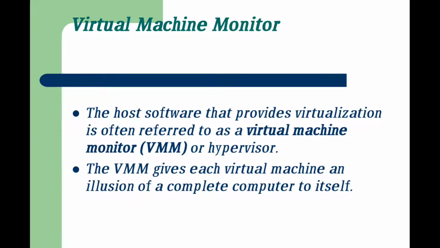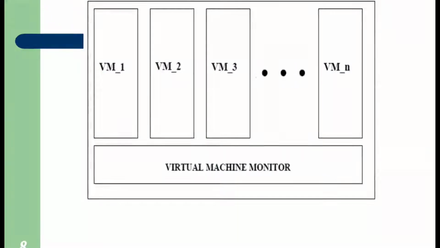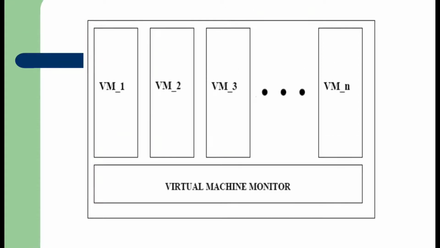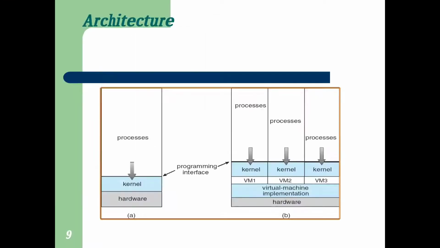The host software that provides virtualization is often referred to as virtual machine monitor or hypervisor, both are same. The VMM gives each virtual machine an illusion of a complete computer to itself. So it will create that illusion, as if it is having its own computer. You can see the diagram here, virtual machine monitor. This monitor can control VM1, VM2, VM3 up to VMN. VM1 in the sense virtual machine 1, virtual machine 2, virtual machine 3 and so on. So this can control.